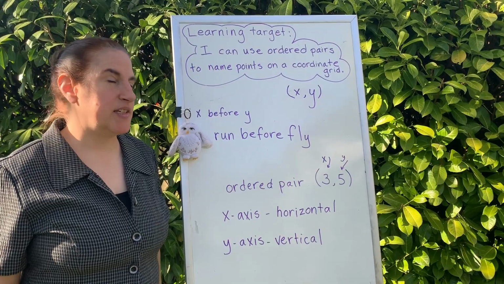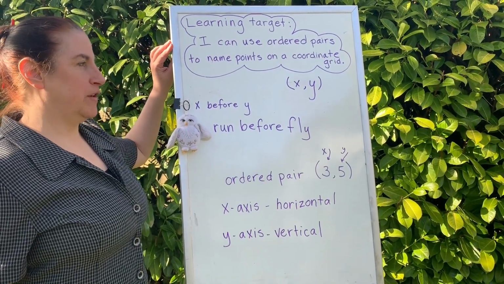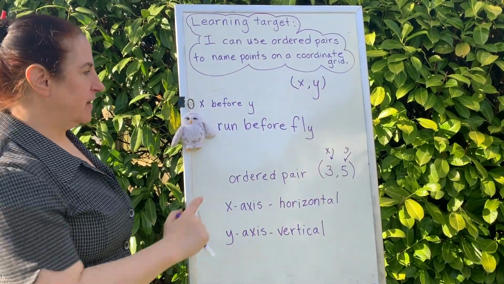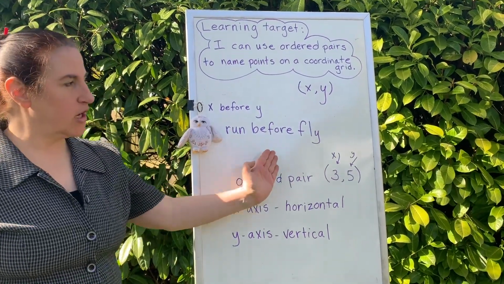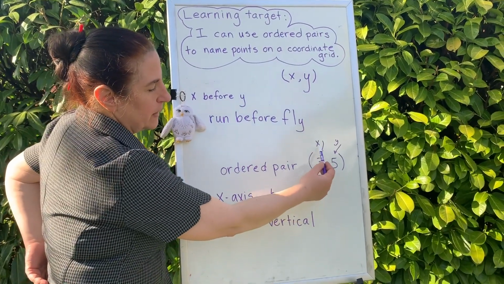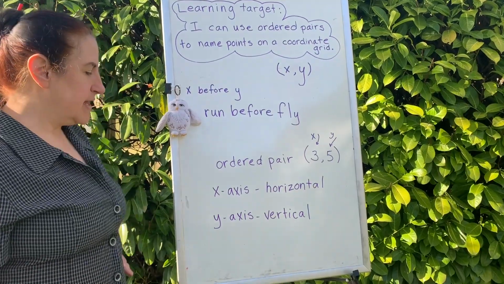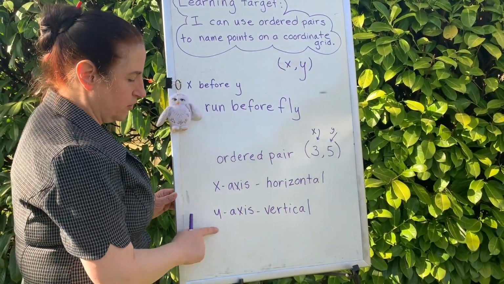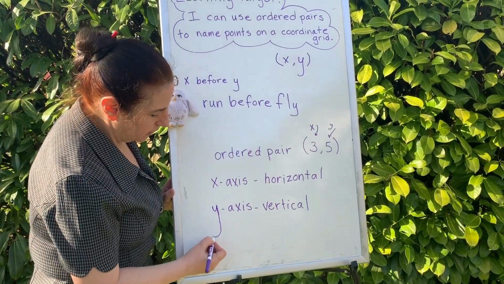Let's recap all the things that we've talked about. When we name an ordered pair on a coordinate grid, we put the x before the y coordinate. X before Y, run before fly. Remember that Hedwig had to run along before she could fly up. So when we make an ordered pair, we put the x coordinate here and then the y. The x-axis is the horizontal one, and the y-axis is the vertical. And I had that sneaky trick to remember by making that y really long.